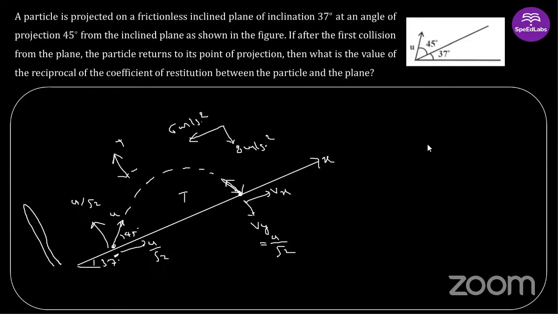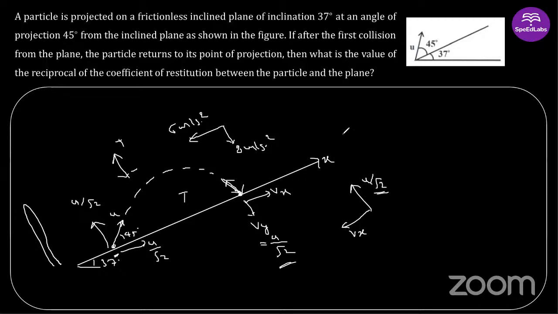What about the other component? I can write v equals u plus at, but that also won't make sense. The final velocity has to be u by root 2 like that and vx like this. If it hits like that, then only it will come back to the same position again. The coefficient of restitution just depends on the velocity of approach and the velocity of separation. We need the reciprocal of the coefficient of restitution.